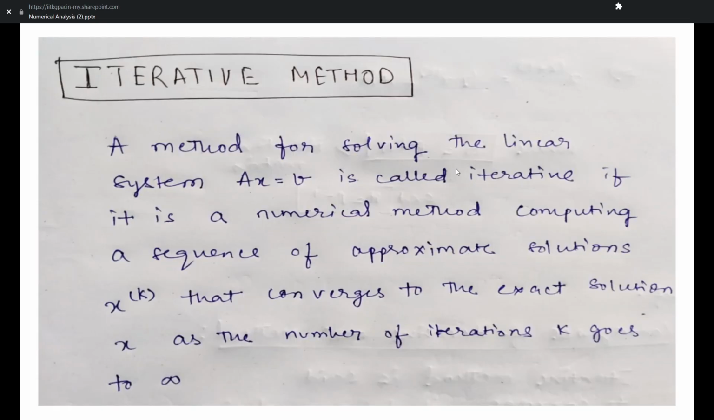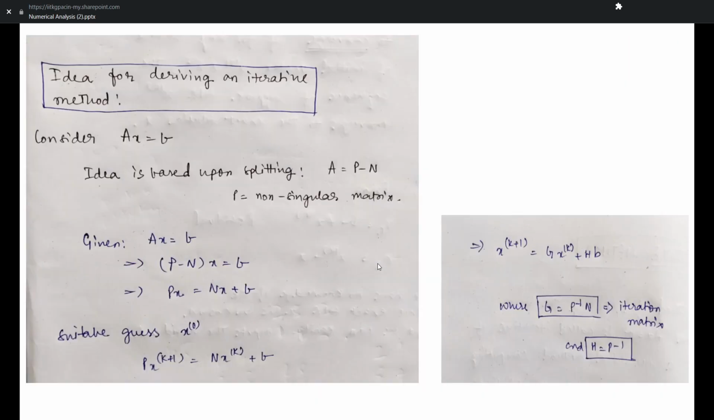So what is the definition of an iterative method? A method for solving the linear equation Ax = b is called iterative if it is a numerical method computing a sequence of approximate solutions x_k that converges to the exact solution x as the number of iterations goes on increasing, that is, as k goes to infinity.